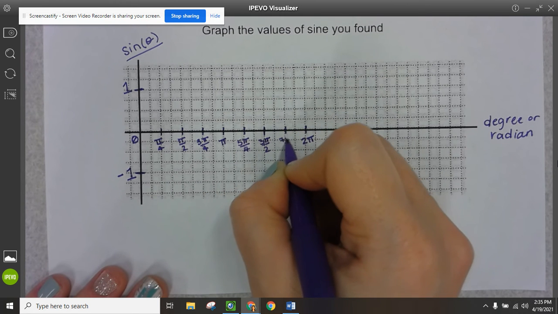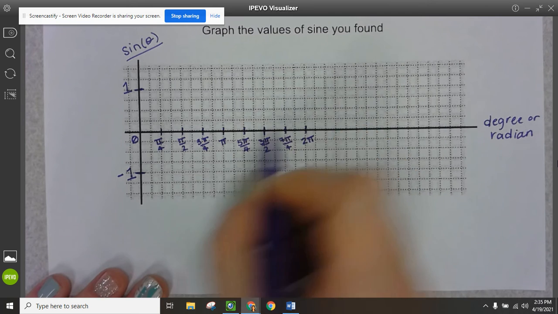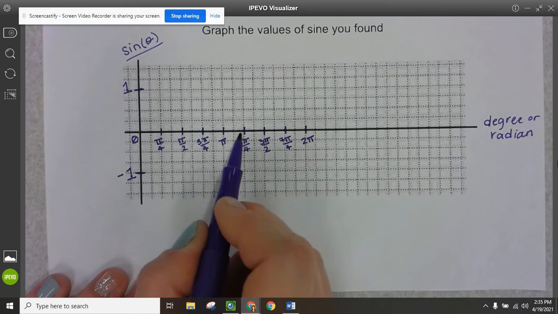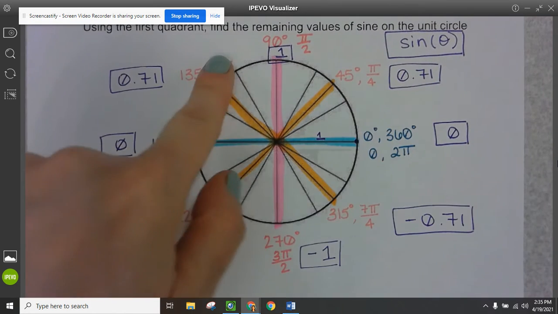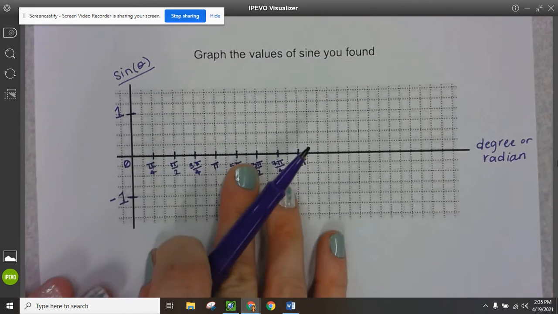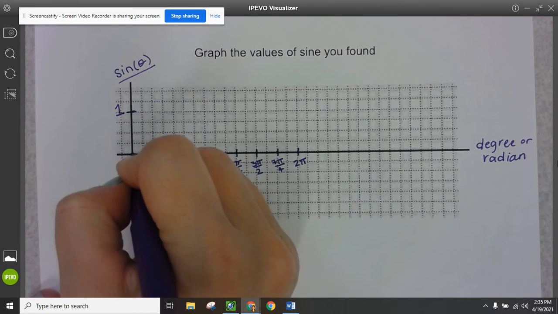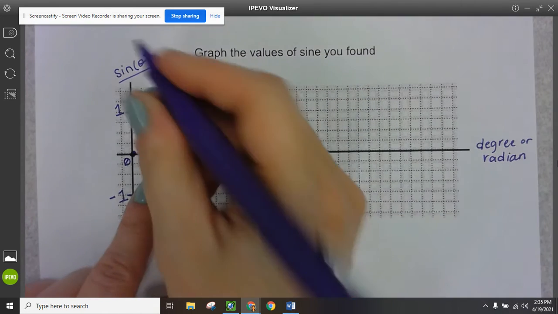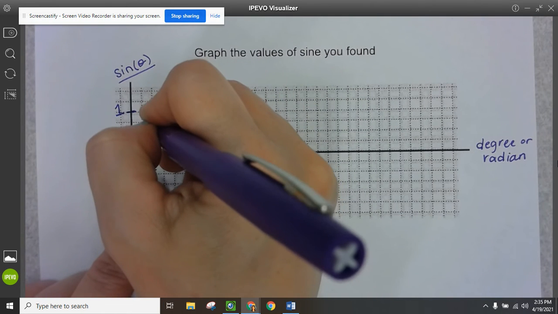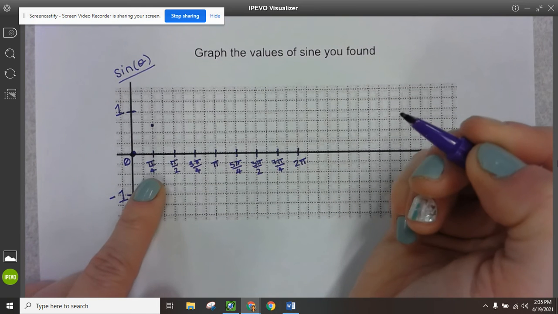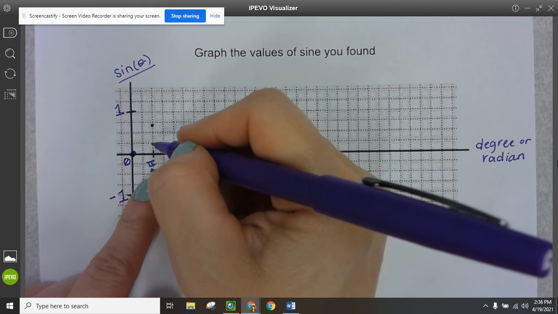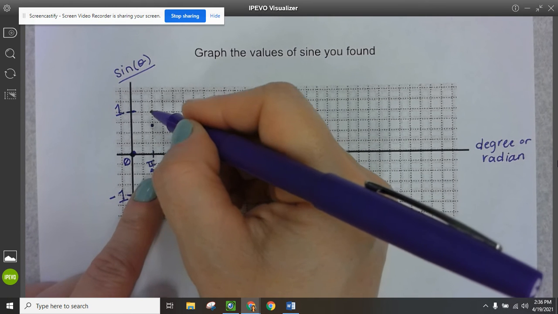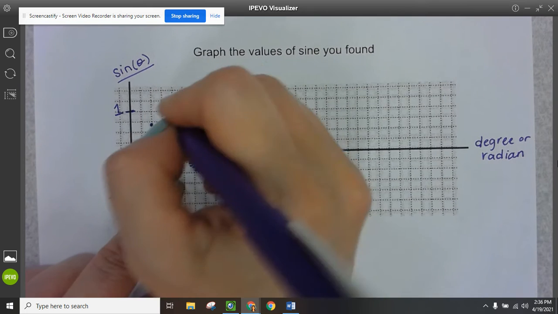So it's a 45-degree turn every time I go to the next point. And what I'm going to do is take these numbers here and graph them. So at 0, I had a sine value of 0. At pi over 4, I was at about 0.71. Remember, I counted by quarters. So this is 0.25, 0.5, 0.75, and 1. So I'm about at 0.75.